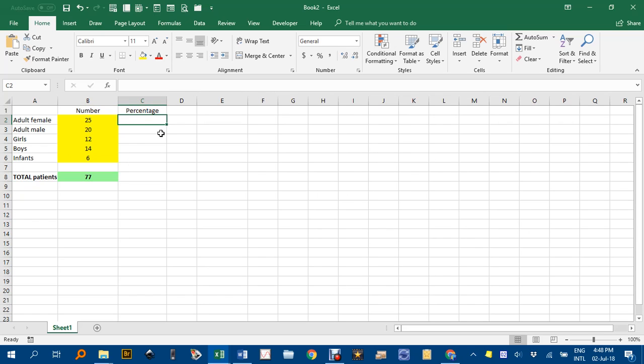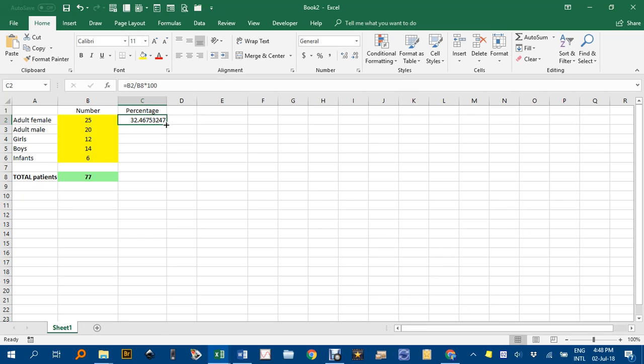Let's say we wanted a percentage: what percentage of patients were adult female. So I'll make up my own formula and go equals that number of females divided by (the / is divide) the total number of patients, and times (asterisk) 100 to turn that into a percentage. That's all very well. So it's about 32%.